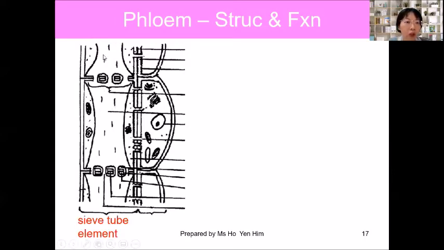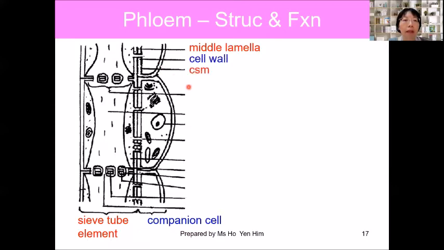Okay, structure. So this whole stretch here, these are the sieve tube elements joined end to end. So this is one sieve tube element. And then this one here is the companion cell. Can you see the companion cell, which is always associated with the sieve tube element side by side? Now, middle lamella is the middle plate between two neighboring cell walls. So it's in the center of two cell walls. Okay, cell wall, cell surface membrane, sieve plate.